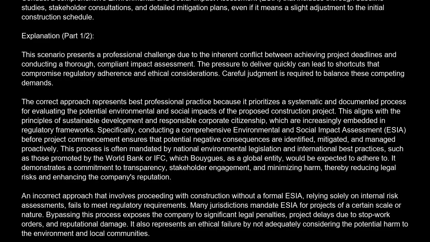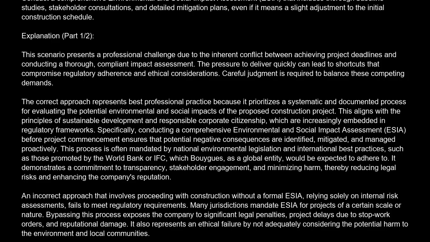The correct answer is C. Conduct a comprehensive environmental and social impact assessment (EIA) that includes thorough baseline studies, stakeholder consultations, and detailed mitigation plans, even if it means a slight adjustment to the initial construction schedule.